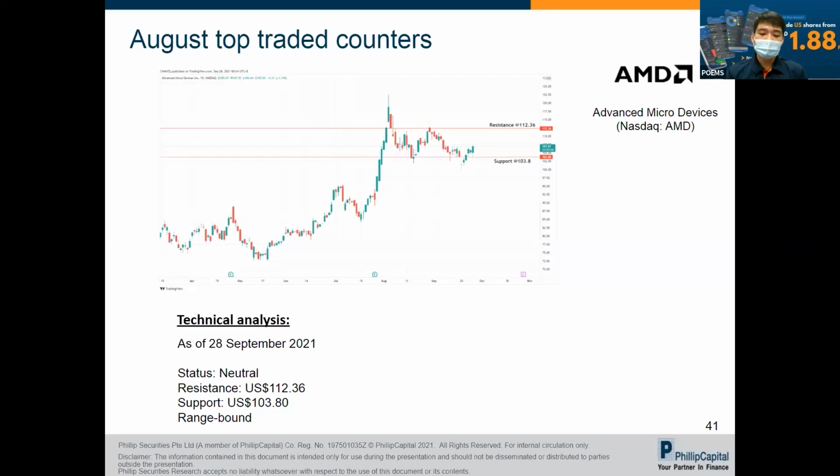put their AMD chip into some of Tesla's cars. As for their technical analysis, they are sort of in a range, and we don't really see much movement here. The resistance is around 112. The support is 103.